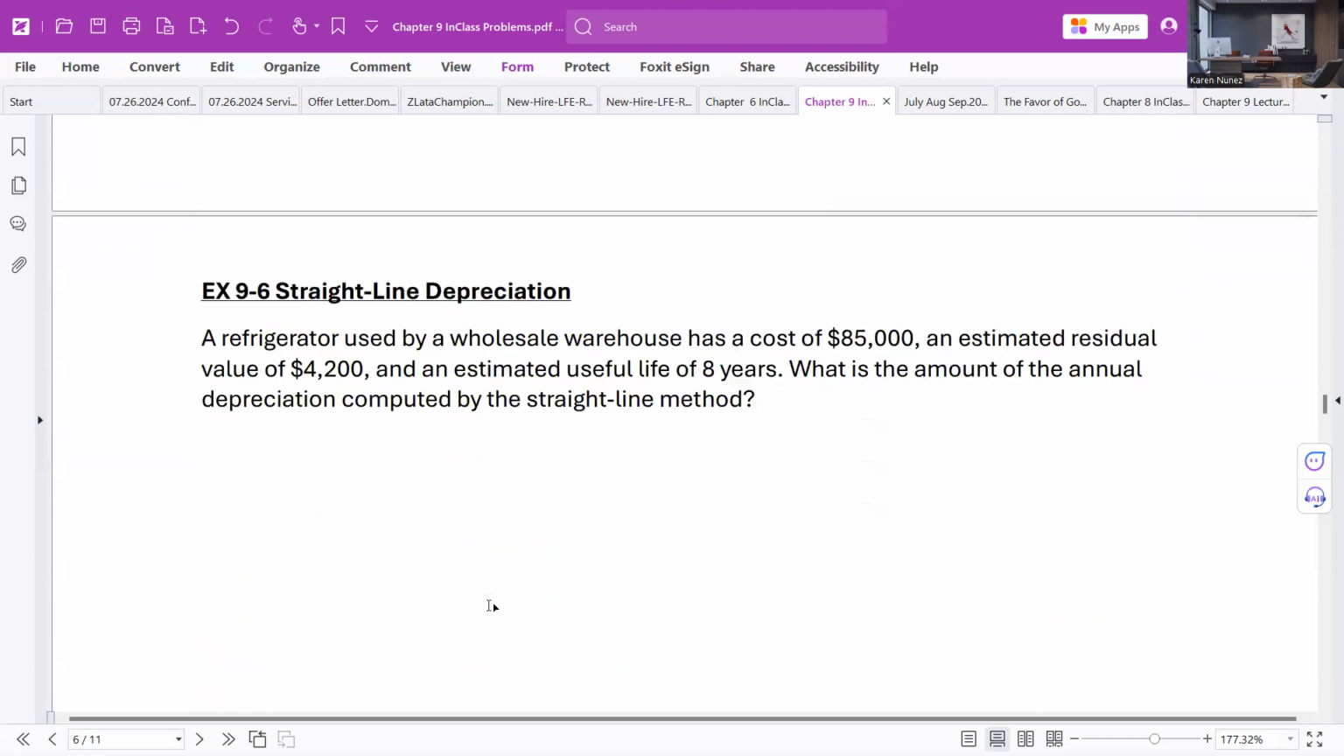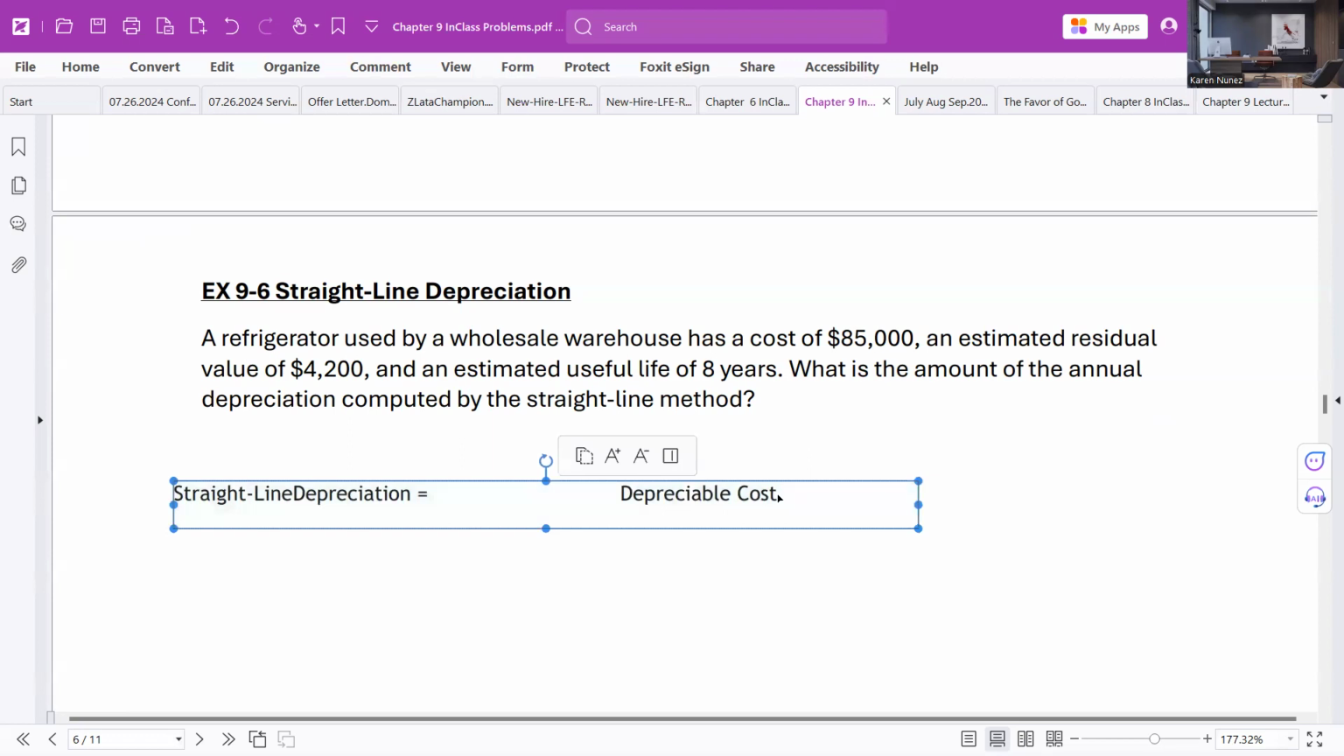Let's go back and take a look at straight line depreciation. So we need to know the annual amount of depreciation using the straight line method. So again, the straight line depreciation should be based on the depreciable cost divided by the estimated useful life. So the depreciable cost, and we want to take that and divide it by the estimated useful life, the EUL.